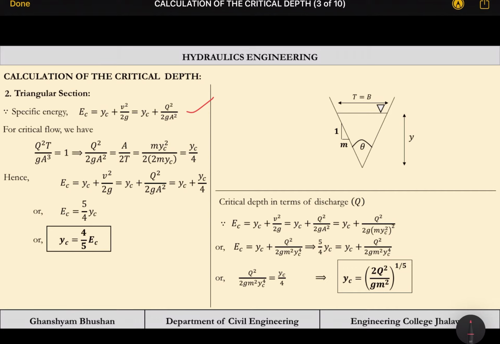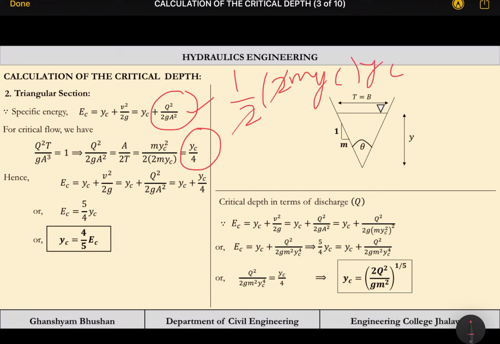Now what we want to see is to calculate the value of this in terms of yc. Put all the values, you will get yc by 4. Area is half into 2m into yc into yc. 2 will get cancelled out, m into yc square, divided by 2 into t. Actually, this is 2m into yc, the top width. So yc by 4.